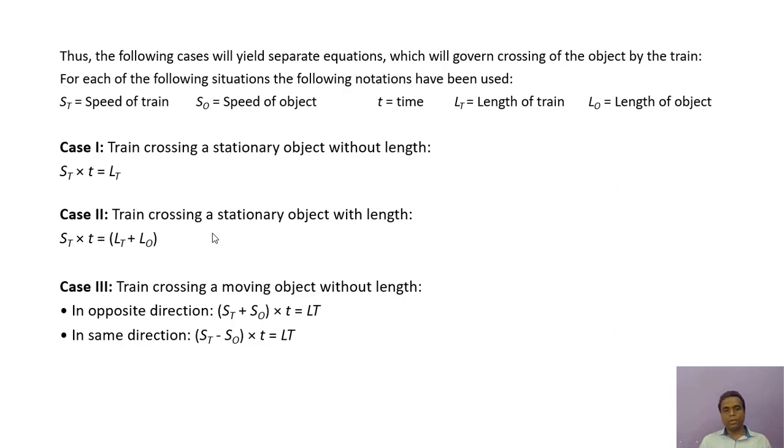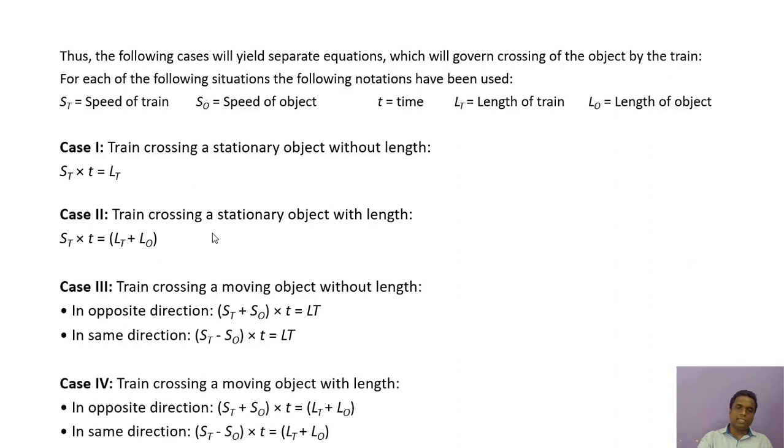If a train is crossing a running man, what will be the speed time distance relation? St plus S0 into T is equal to LT. If they are moving in the same direction, meaning a person is trying to catch a train and he is moving in the same direction of the train, what will be the speed time and distance relation? St minus S0 into T is equal to LT. So this was case 3.